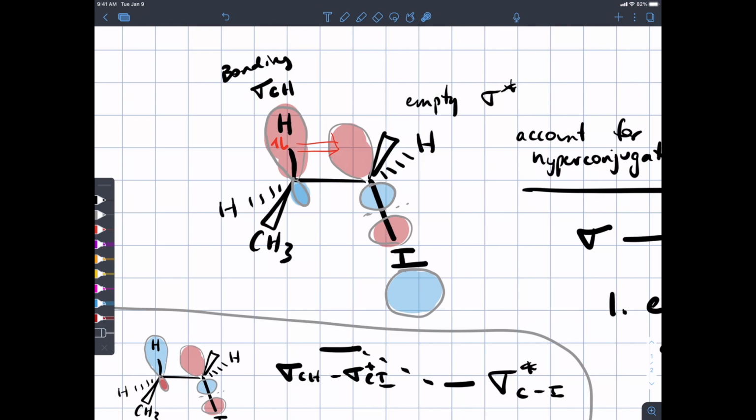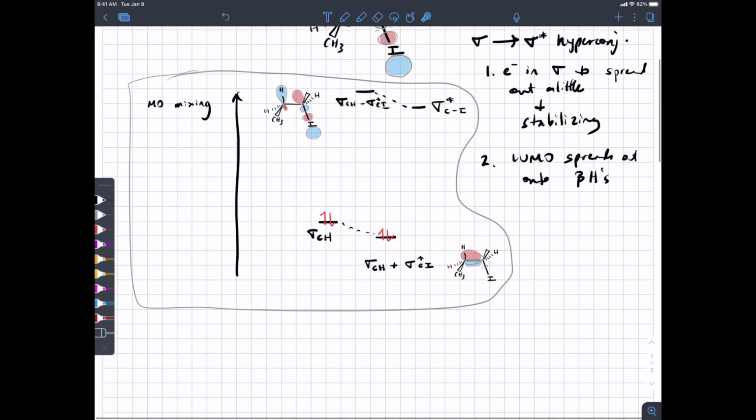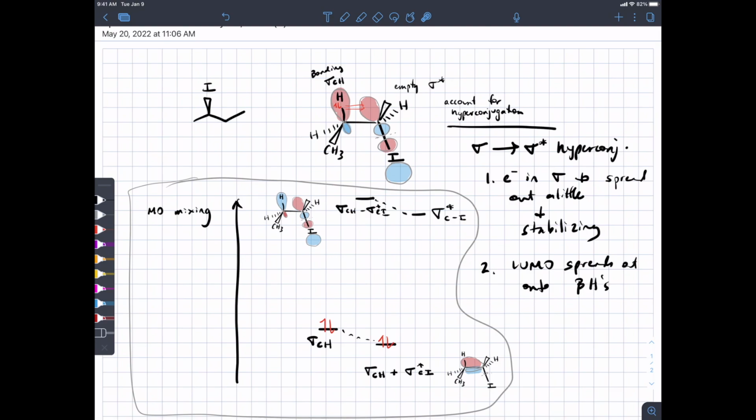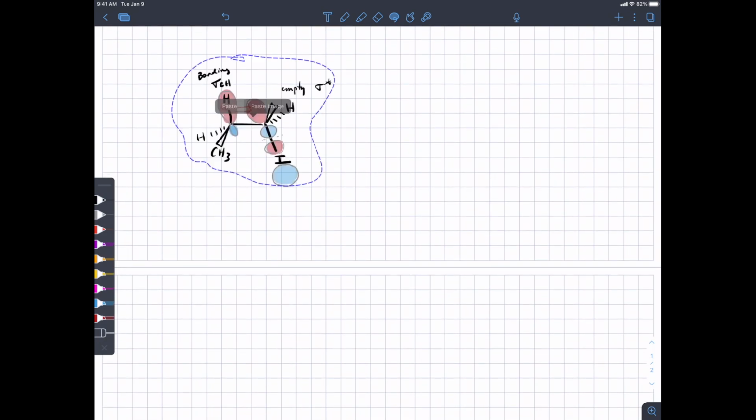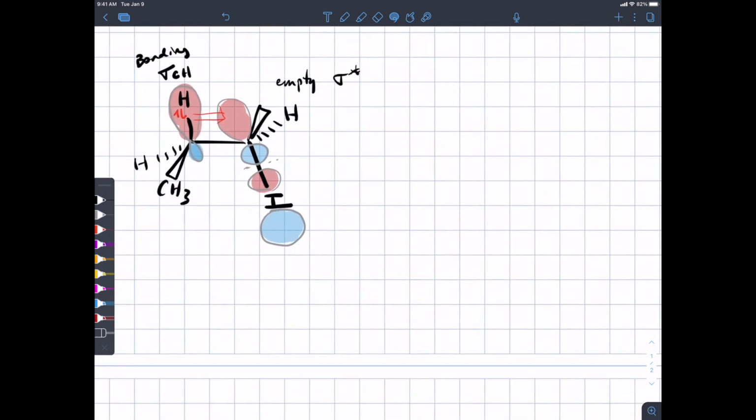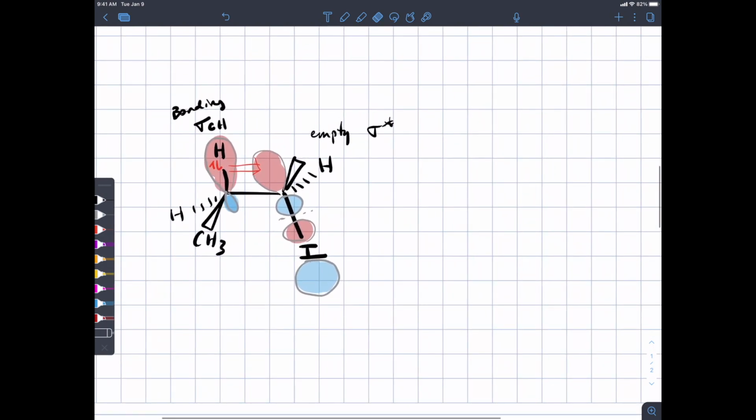So what this means now is that a nucleophile that encounters an alkyl halide may have to decide whether to attack the LUMO at the beta hydrogens, or at the carbon.